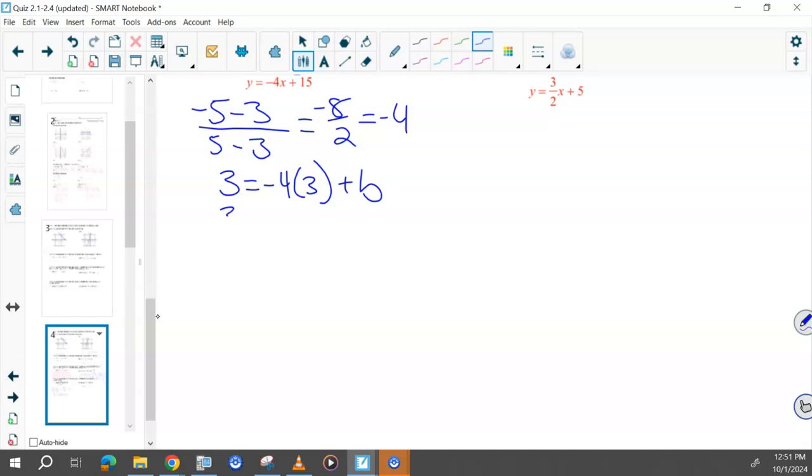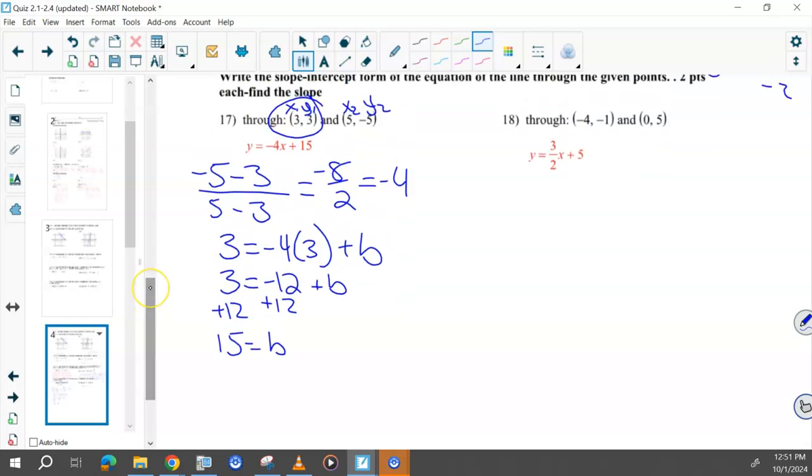Multiply these two. And then get rid of 12 by adding. But once I get that b, I have to put it back in my y equals mx plus b so that I get this equation. Y equals negative 4x plus 15.